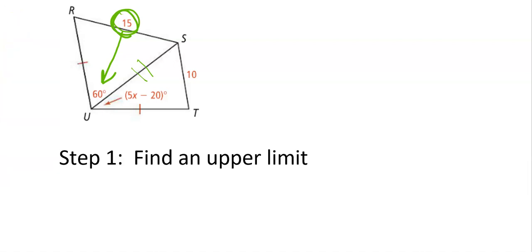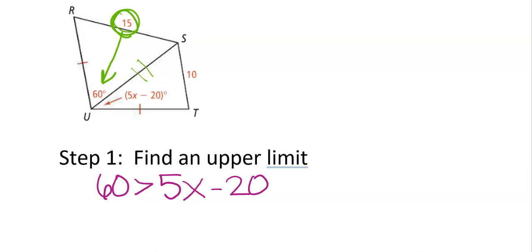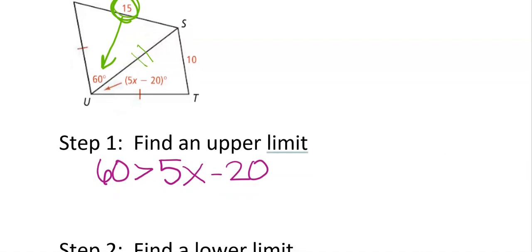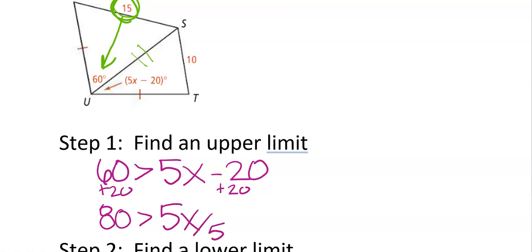If 15 is bigger than 10, 60 must be bigger than 5x minus 20. Okay, or you could put it the other way around. If 10 is less than 15, then 5x minus 20 is less than 60. I like to go the bigger route, but that's just the way that I do it. Now we're going to solve this, so I'm going to add 20 to both sides. So we get 80 is greater than 5x, and then we'll divide by 5.